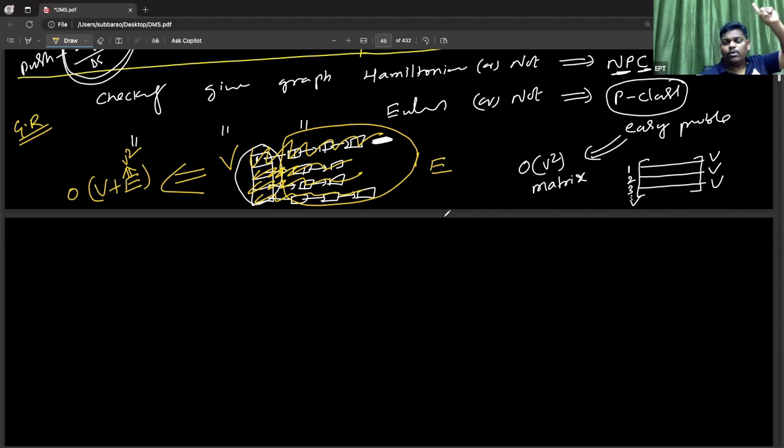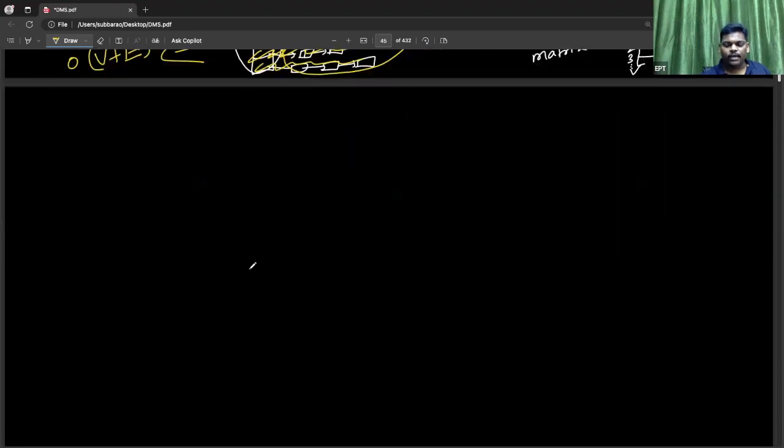One of the graph problems which is not NP complete, can you say which is easy? One of the graph problems which is easy, can you remember? I'm repeating once again. One of the graph problems which is easy. Euler is going to be the easy one, because the time complexity is V square for a matrix and V plus E for a list.